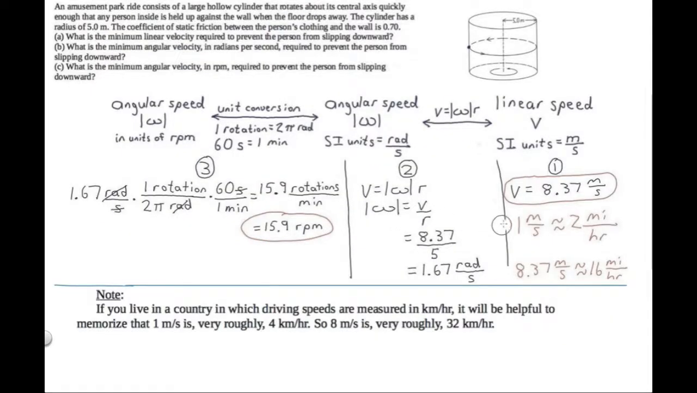Now, let's ask whether our results for the linear speed and the angular speed make sense. It's helpful to memorize that 1 meter per second is very roughly 2 miles per hour. So 8 meters per second is very roughly 16 miles per hour. I think that 16 miles per hour is a reasonable speed for the cylinder amusement park ride to be rotating. We also discovered that the cylinder is rotating at about 16 rotations per minute, and I think that 16 rotations per minute is a reasonable rate of rotation for this amusement park ride.